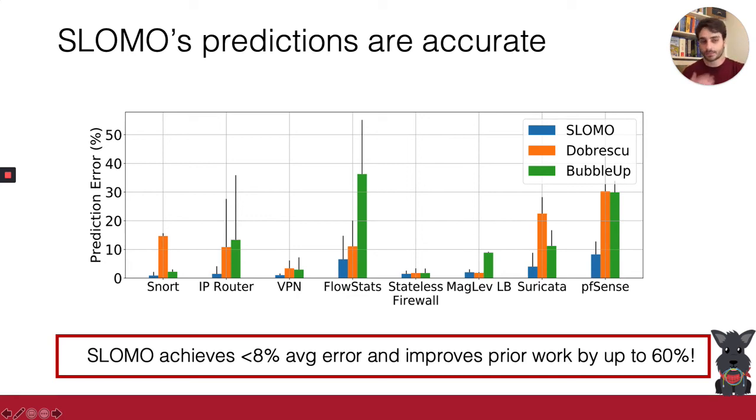We observe that SLOMO achieves an average error of less than 8% and outperforms prior work by up to 60%. It is interesting to point out that for NFs where the prediction error of all frameworks is close to zero, that is because these NFs make very little use of shared hardware resources, and as a result, they're not particularly vulnerable to contention.